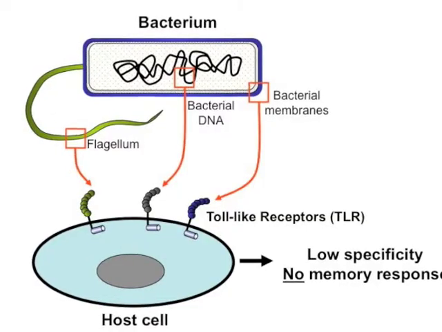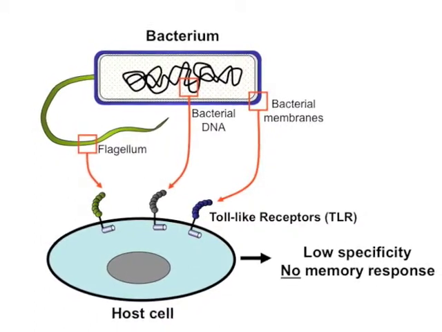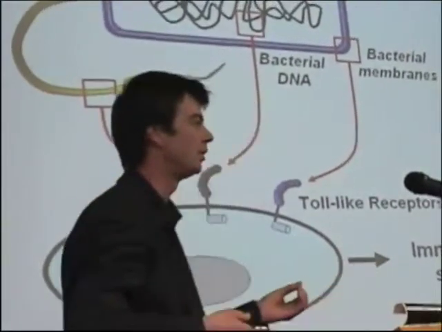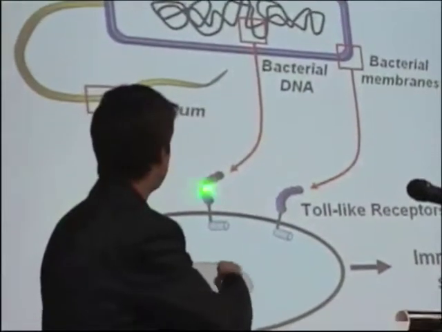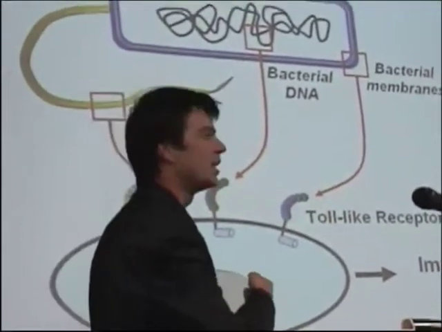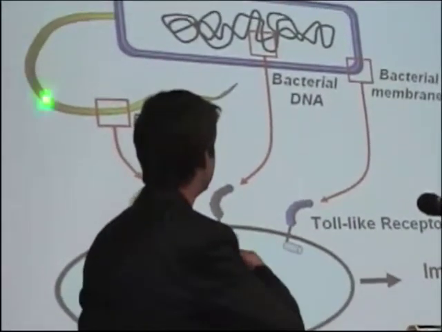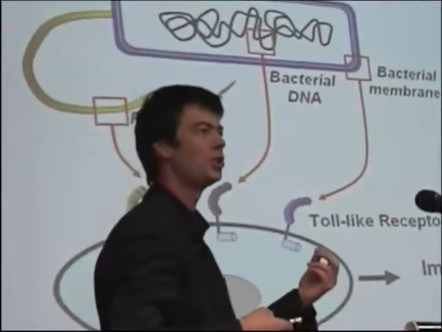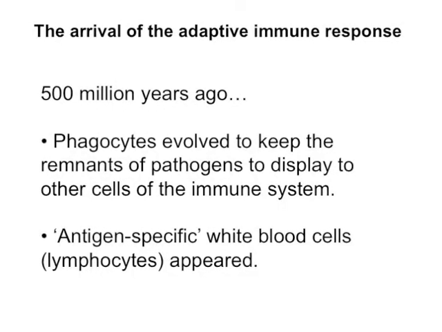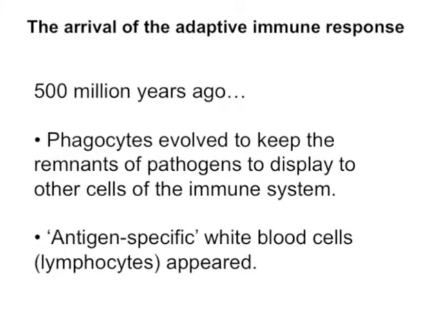So this is the innate system. We've got the foe here, a single bacterium, and the host cell here under attack. Let's imagine the whole organism is under attack, just look at a single cell. The host cell has some little receptors on it, which we call toll-like receptors, or TLR for short. These are part of the innate immune response, and they're able to detect parts of the microbe that the microbe cannot afford to mutate or change. So this point in time, which we think occurred very rapidly, about 500 million years ago, was the arrival of the adaptive immune response.